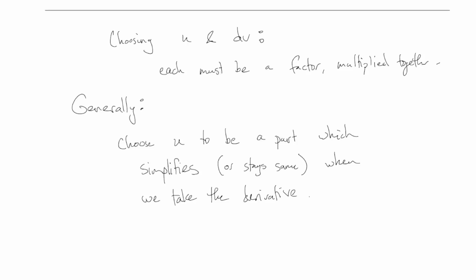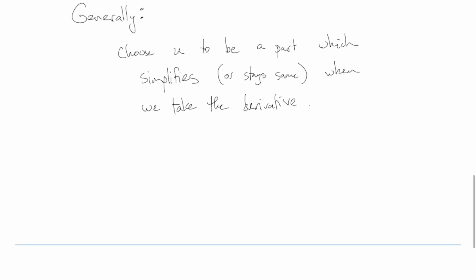So in that example we just did, I chose u equals x, and that's because the derivative of x is 1, which is simpler. All right. So we choose u to be a part which simplifies or maybe stays the same when we take a derivative. So specific examples of that could be a polynomial. If you see x squared, when you take its derivative, it turns into 2x, which is easier to deal with. So a polynomial type thing always gets simpler when you take the derivative.